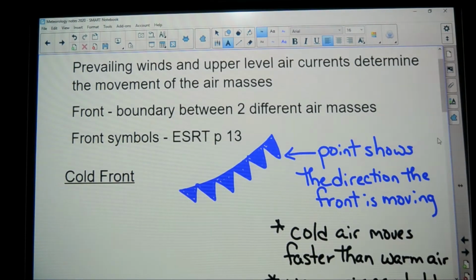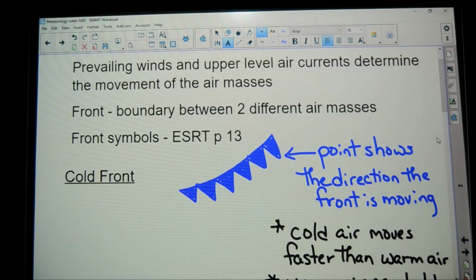We need to talk about what prevailing winds are. All right, prevailing winds and upper level air currents are going to determine how the air masses move. A front is a boundary between two different air masses.